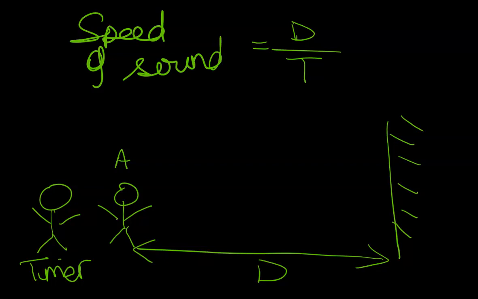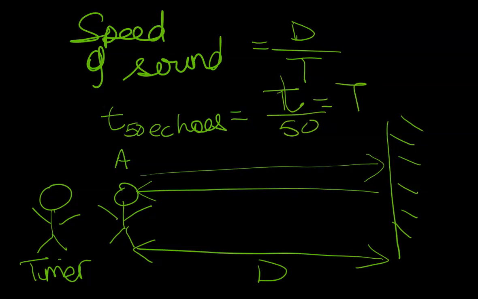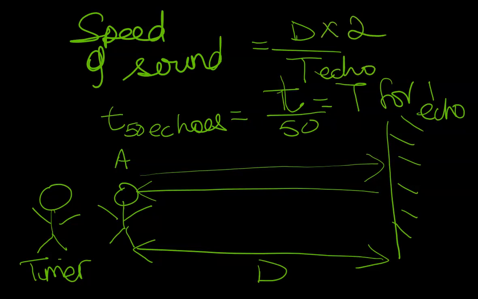Now when they are standing a fixed distance in front of a wall, you would have the sound traveling a distance d, hitting the wall and then being reflected back. But if you clap such that your incident wave coincides with the echo of the previous wave, you simply hear one continuous sound. So what we do is check the time for maybe 50 echoes. To get the time for one, it is the time t over 50. Now, this speed is for the time for one echo, so therefore the distance has to be multiplied by 2.